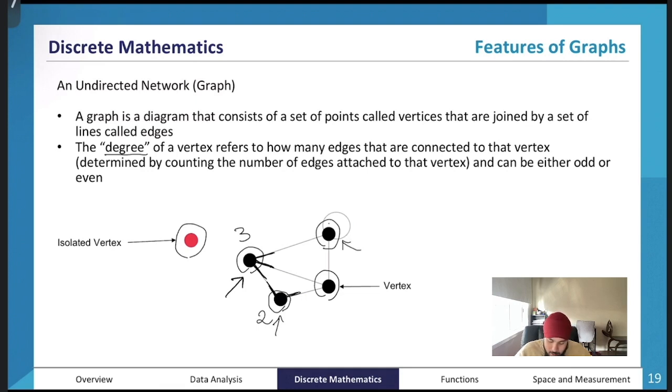Now you might think 1, 2, and the last one is something we call a loop. This is also a type of edge which connects a vertex to itself. Now, a loop actually counts as 2 separate edges because technically we have one going this way and one going this way. So a bit strange, but it counts as 2. Therefore this vertex has a degree of 4. Okay? So that's all that a degree refers to.